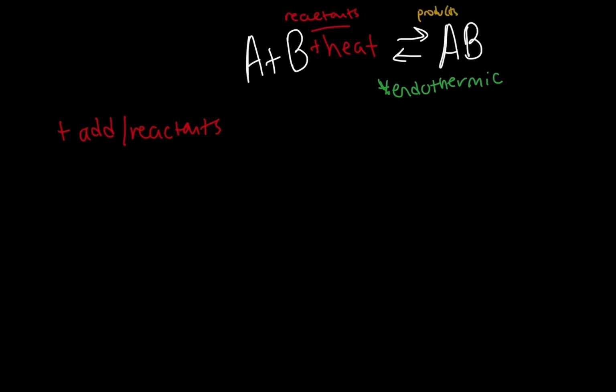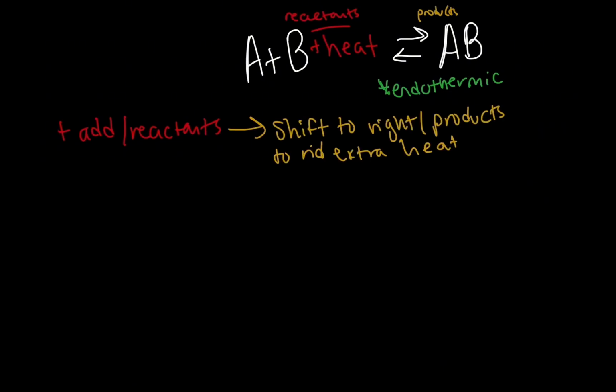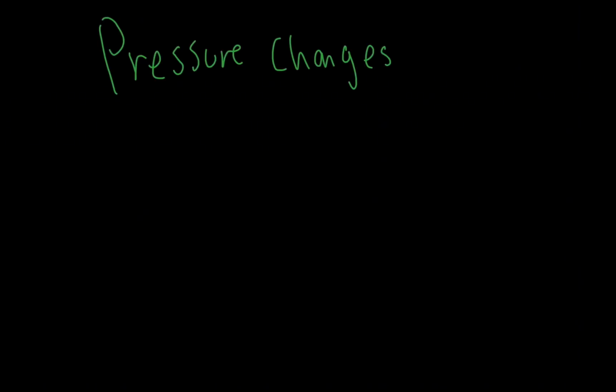And by doing so, we're going to have to shift to the products, or to the right, in order to get rid of this extra heat and reestablish the balance. But let's say we decrease heat. We're also decreasing our reactants because they're on the same side. That means we're going to have to shift to the left, or to the reactants, in order to replenish that heat from the reactants.